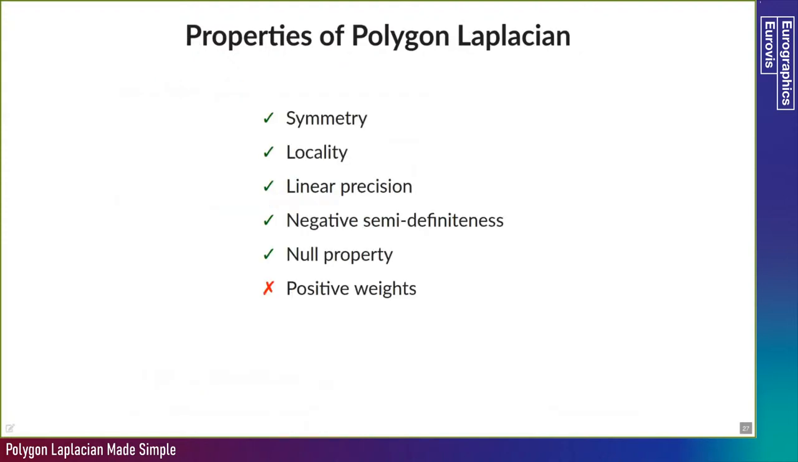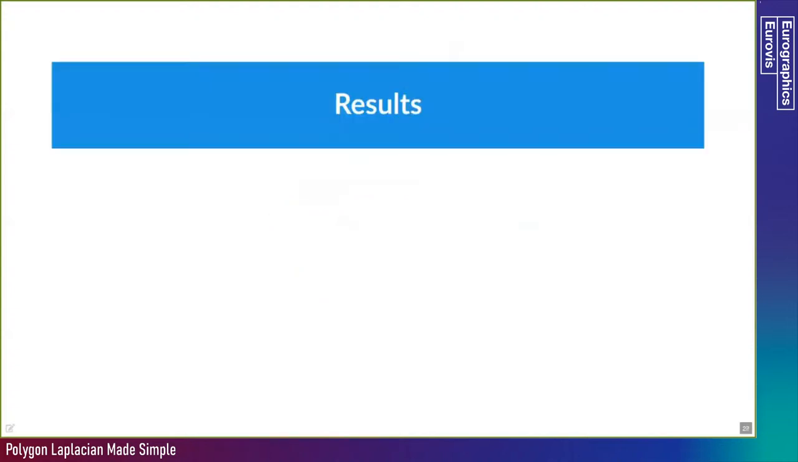As described in the paper, the restriction step does not alter the properties of the cotangent Laplacian, yielding an easy-to-compute operator for polygon meshes that is able to fulfill the same properties as the standard discretization. So, how does our operator perform?